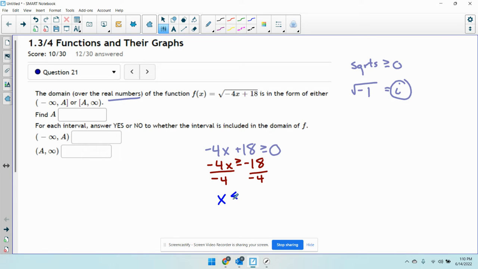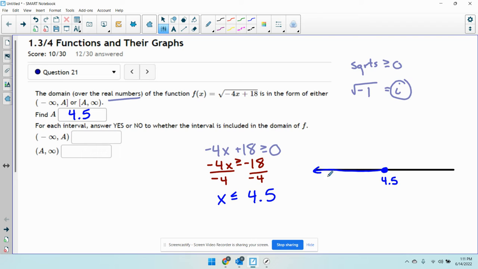So this becomes x is less than or equal to positive 18 over 4, which is 4.5. So x is less than or equal to 4.5. So if you're looking at a number line, here's 4.5. X can be anything less than it, up to and including 4.5. So that's our boundary. So our a value is going to be 4.5.